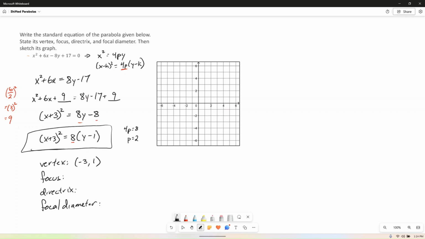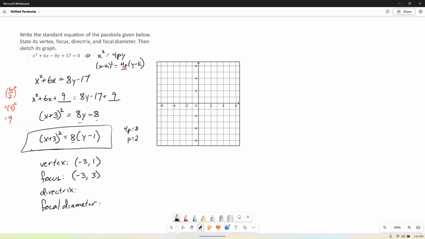So that means if the graph opens upwards, the focus has to be above the vertex. The directrix will be below the vertex. And the distance between each of those is the value of p. So since p is 2, I know the focus has to be 2 units above the vertex. And if the vertex is at (-3, 1), 2 units above (-3, 1) would be (-3, 3). Okay, so it's just 2 units above the vertex.